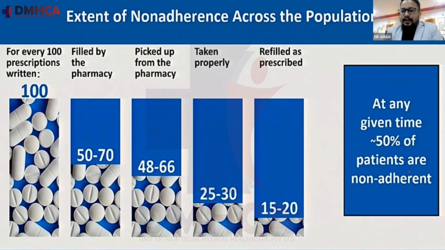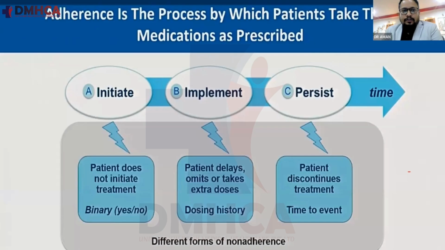So at any given time, only 50% of the patients are adherent. But we often think of medication non-adherence as the patient forgetting or missing his medications. Adherence is the process by which patients take the medication as prescribed. So how can you start it? First, we have to initiate the adherence.